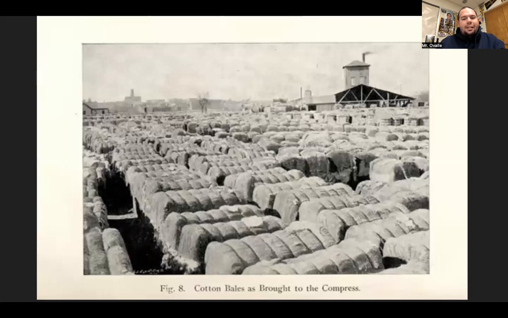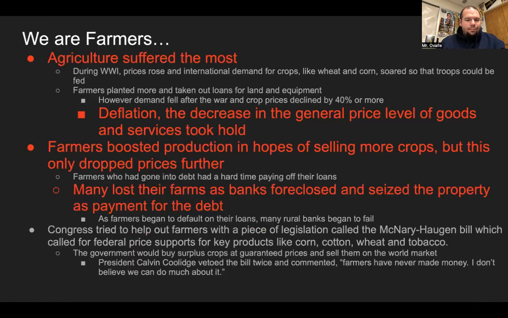So here's lots of bales of cotton just sitting there doing nothing. We are farmers. Agriculture, however, will suffer the most. During World War I, prices rose and international demand for crops like wheat and corn soared so that the troops could be fed. Farmers planted more and took out more loans for land and equipment. However, demand fell after the war, and crop prices declined by 40% or more.